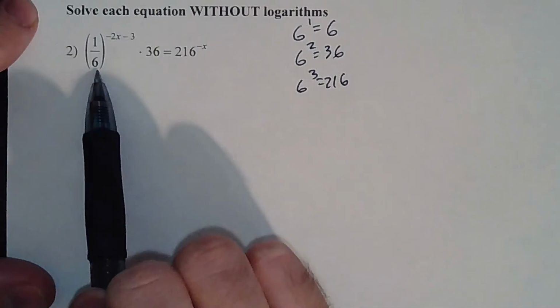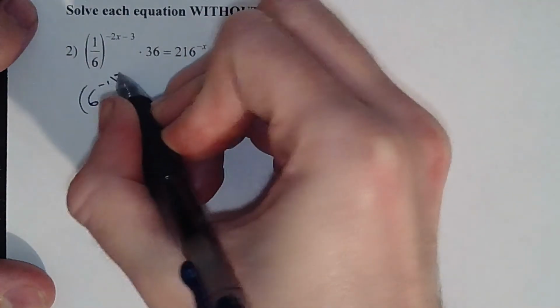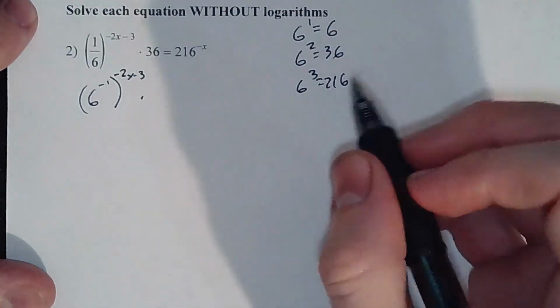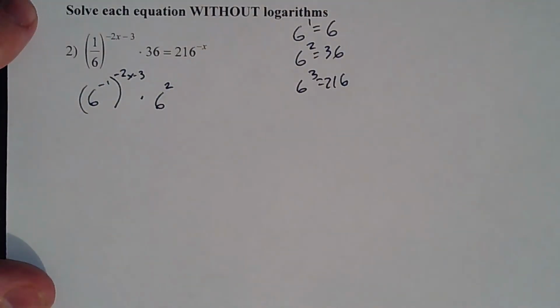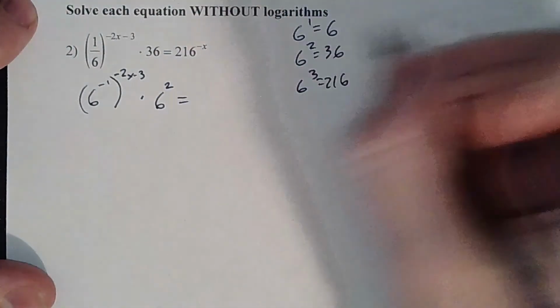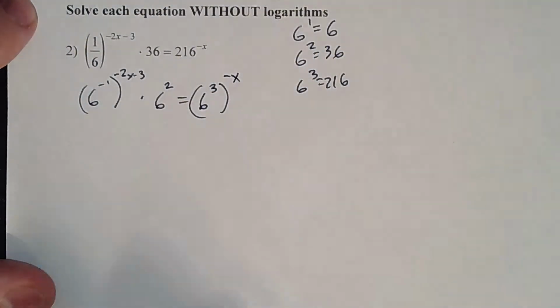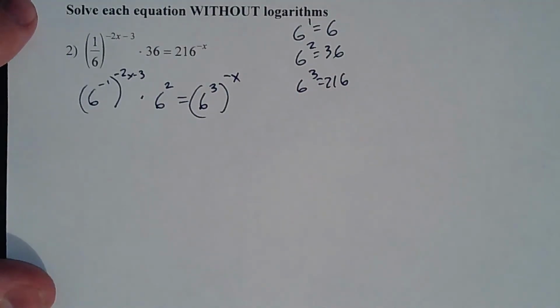So we're going to change that 1 over 6 to a 6 to the negative 1. It's still getting raised to the negative 2x minus 3. That 36 is going to get rewritten as 6 squared. And then on the right-hand side, that 216 is going to get rewritten as 6 cubed to the negative x. And this is negative 2x minus 3, the same negative 2x minus 3 that's right there.